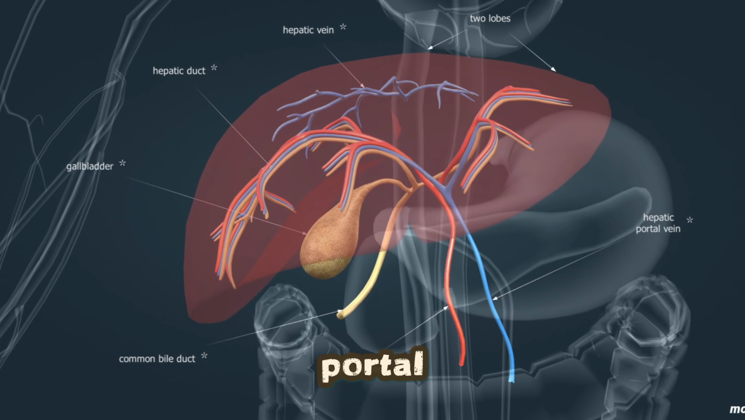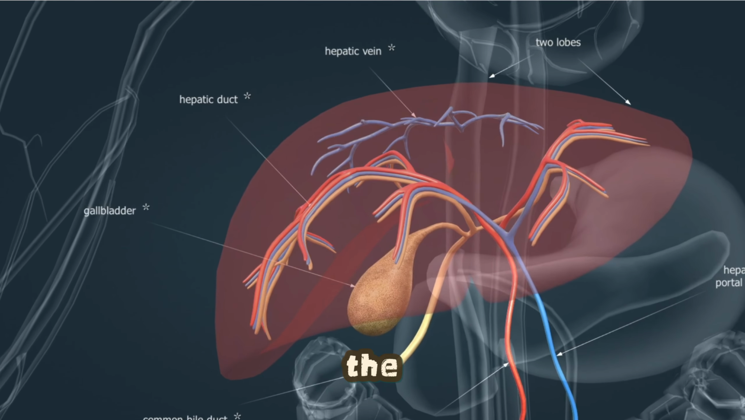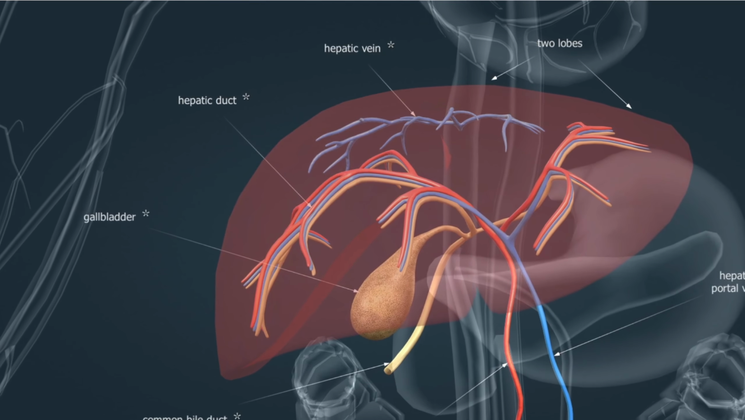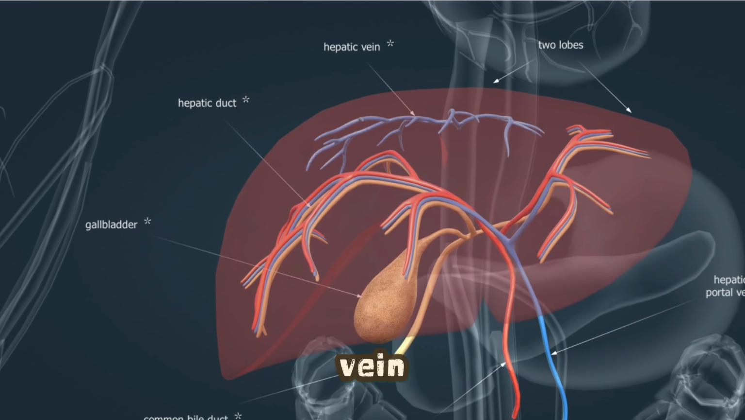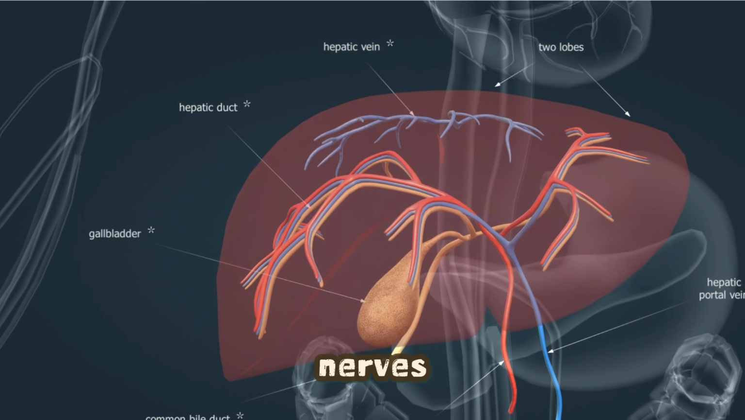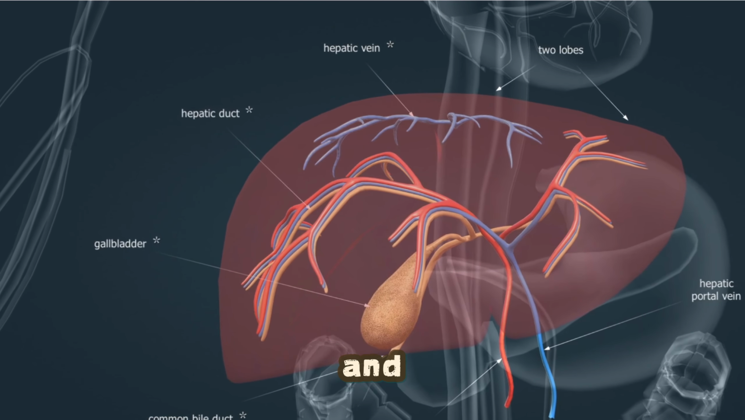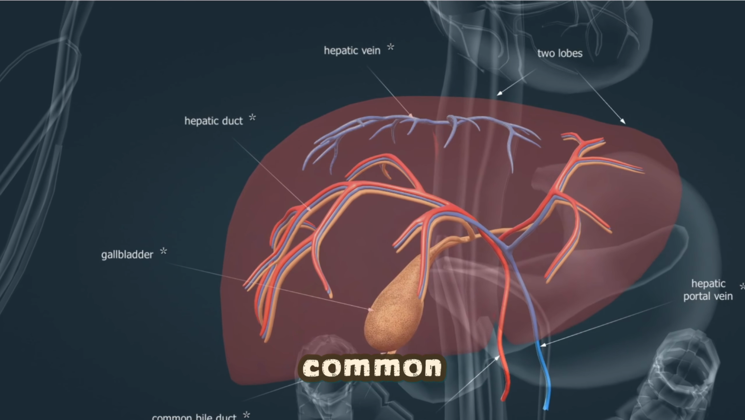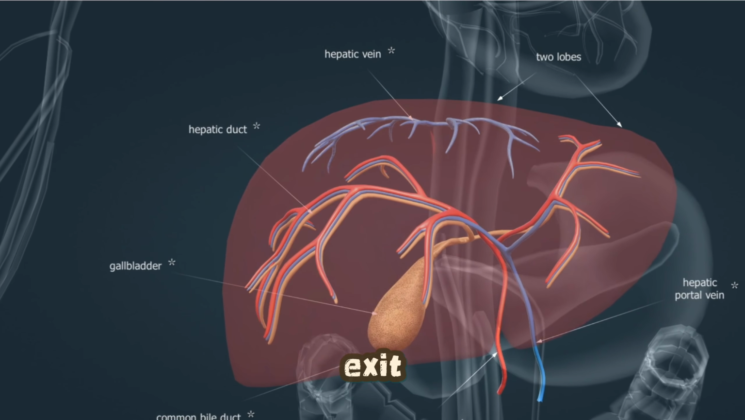The hepatic portal system is located at the lower part of the liver. The hepatic portal vein, the hepatic artery, and the nerves enter at this point, and the lymphatic vessels and common hepatic bile duct exit here.